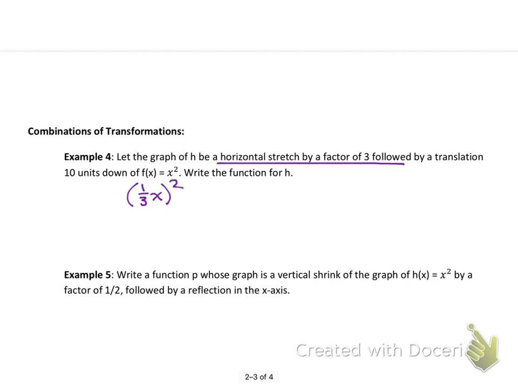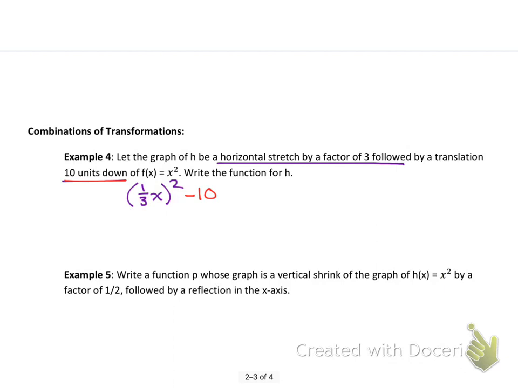Followed by a translation 10 units down. So because it's 10 units down, that's actually a movement down, and it's vertical, so it goes outside, right? Up and down, that's vertical, outside. Stretches and shrinks go in the front, so this has to go in the back. And because it's vertical, we leave the sign alone. Down is negative, so it'll be minus 10. And that's the answer.